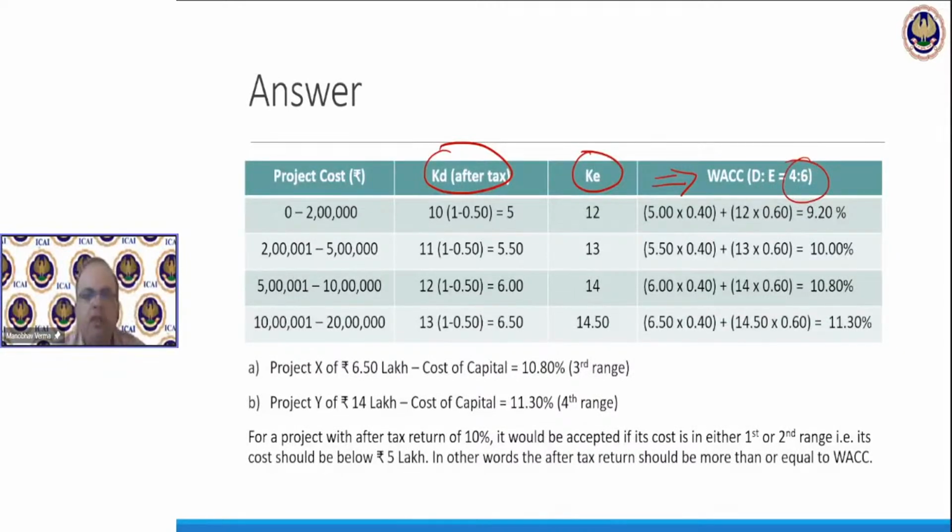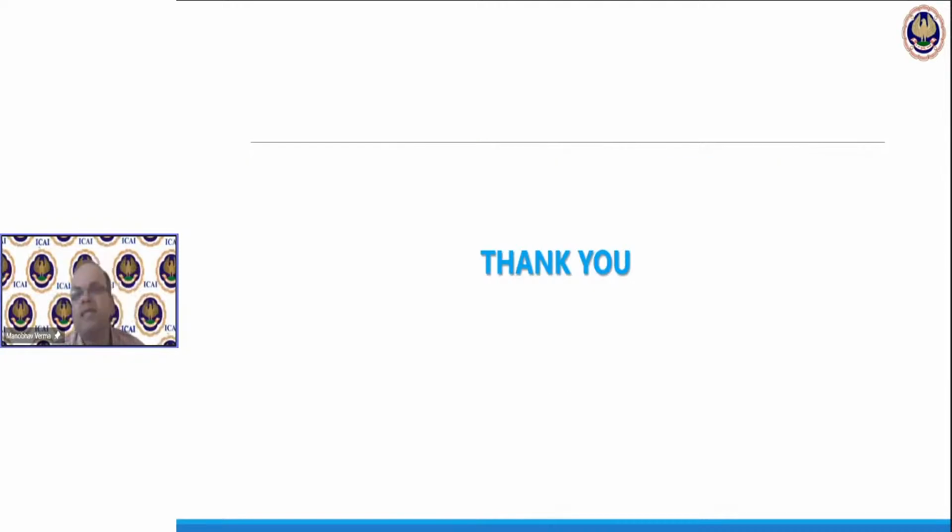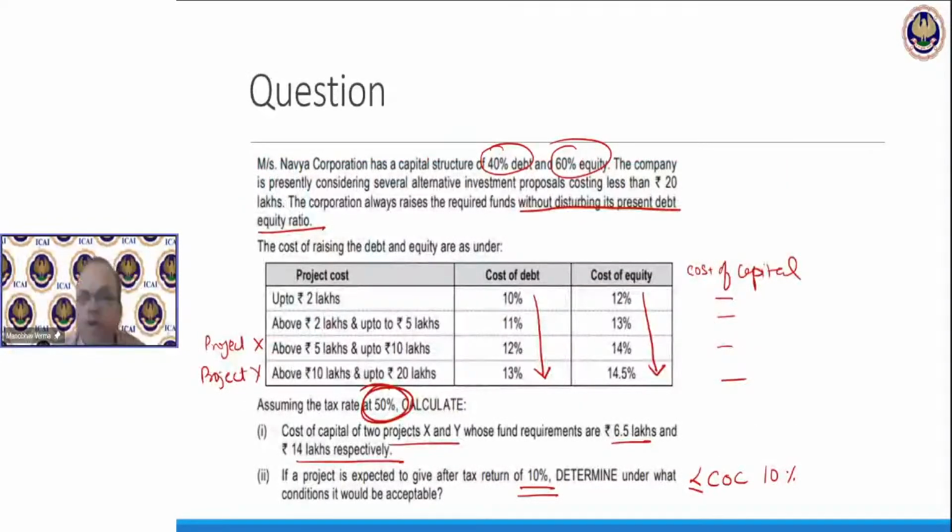What is the cost of capital for project X? What is the cost of capital for project Y? And in which scenario you can actually go for your 10% return. So I think that's it. Basically, you should calculate the cost of capital for all the four scenarios, and then you can use that information in subparts 1 and 2.